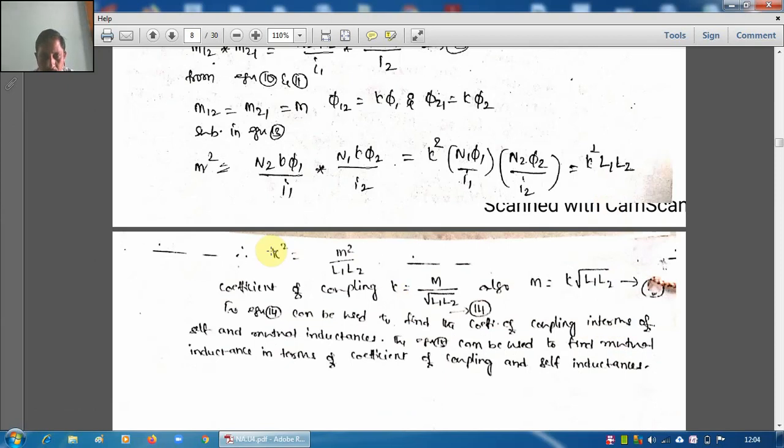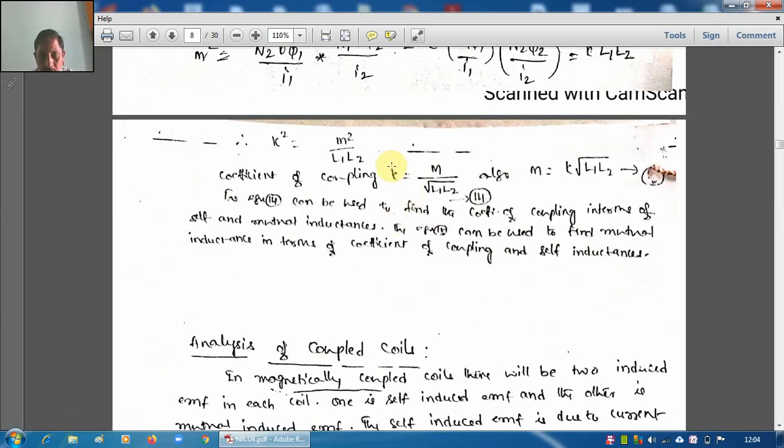From this, K square equal to M square by L1 L2, and from this K equal to M by square root of L1 L2. So this is the relationship between coefficient of coupling K, mutual inductance M, and self inductances L1 and L2. So that is about the coefficient of coupling, self inductance and mutual inductances.